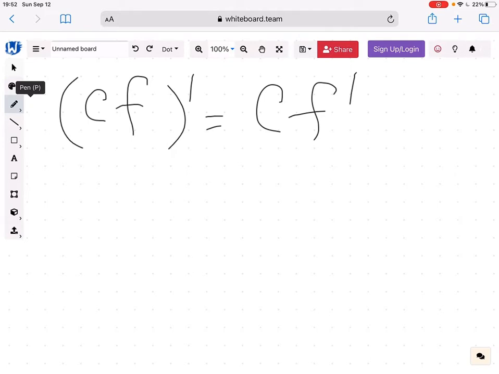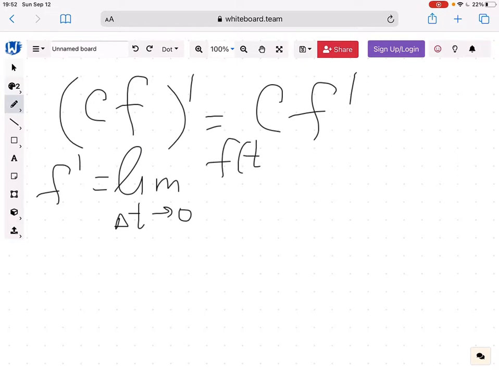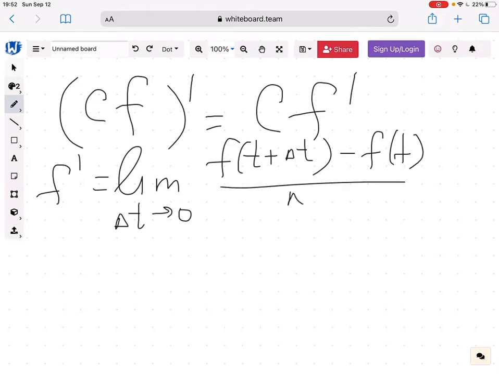Now, the derivation of this fact is quite simple. We just need to go back to the definition of the derivative, which is, if you remember, if I had a function, say I'm calculating f prime. What is this f prime? It's a limit as delta t goes to 0 of f of t plus delta t minus f of t, divided by delta t.